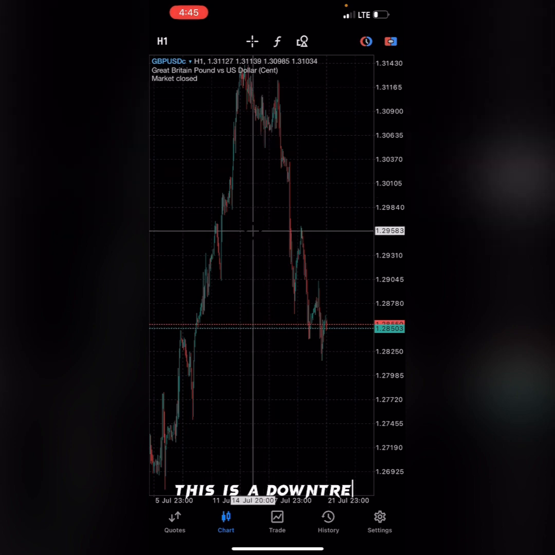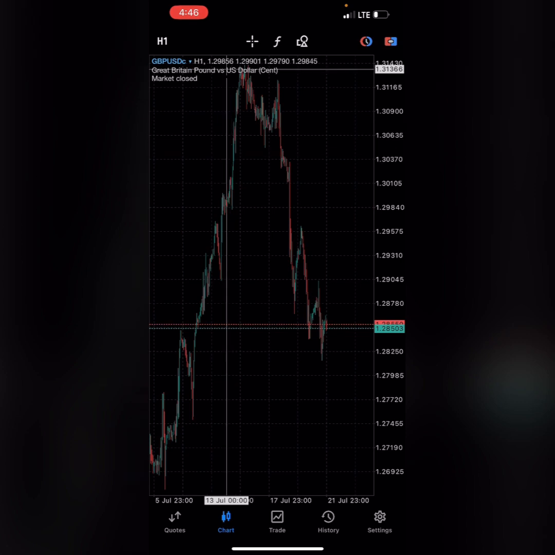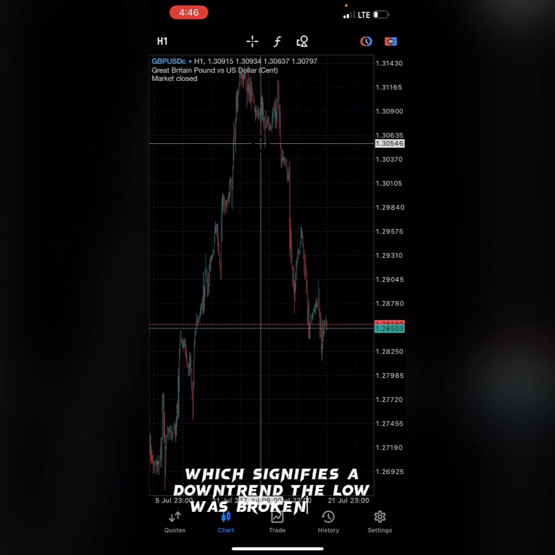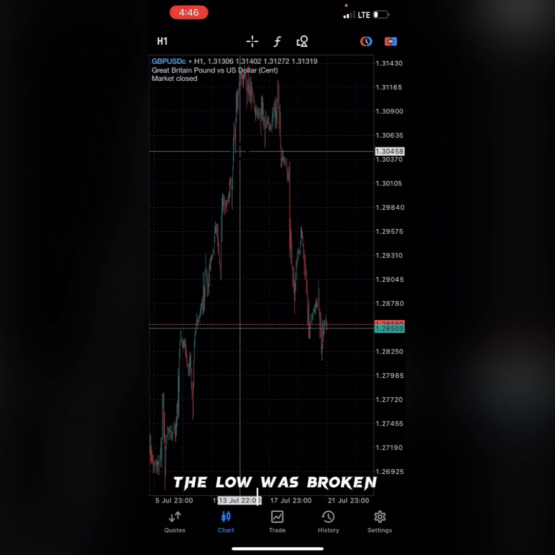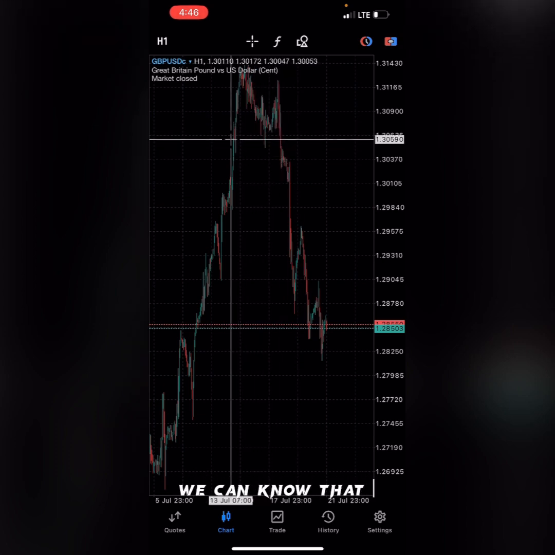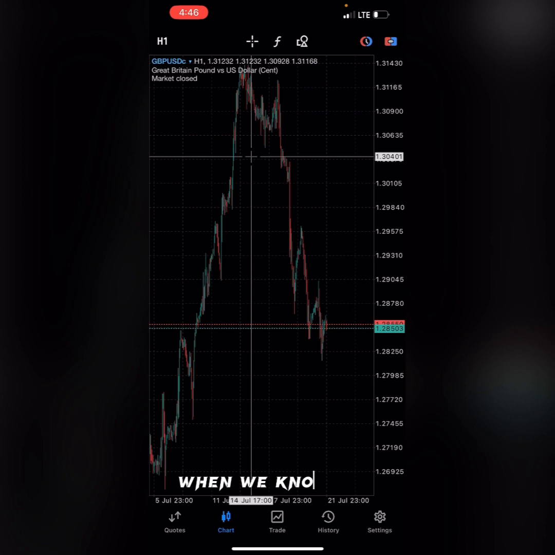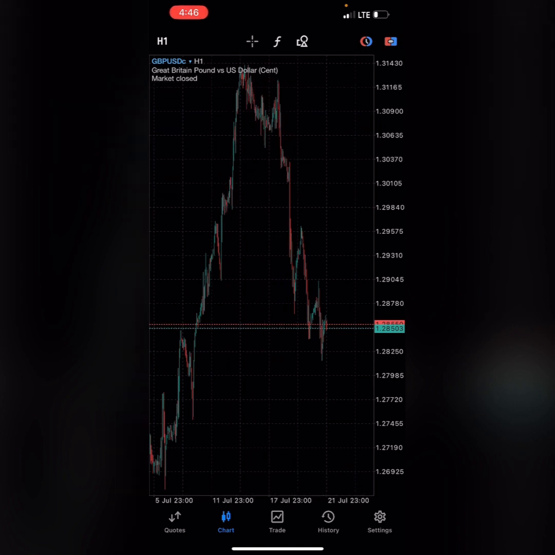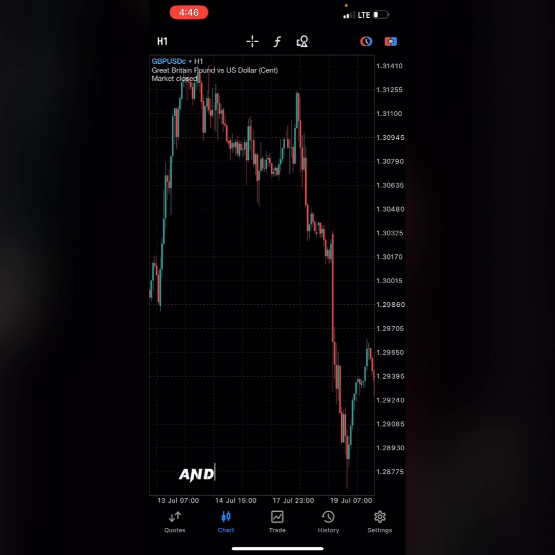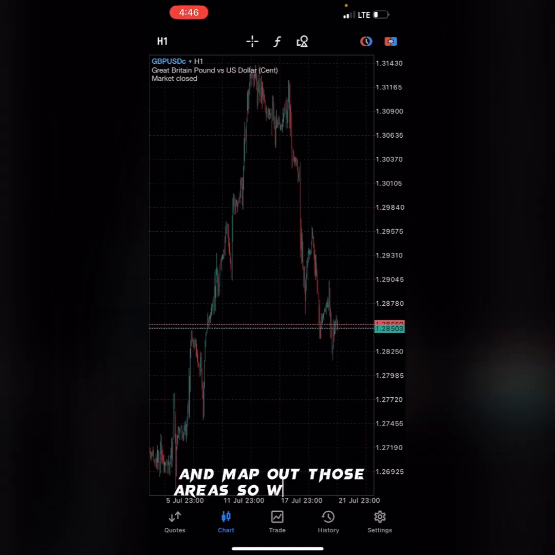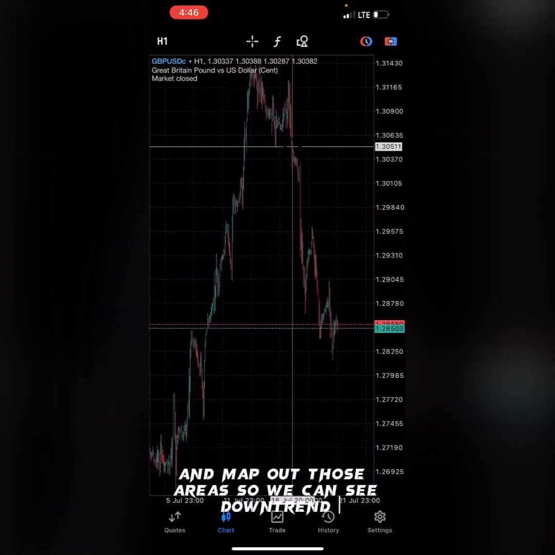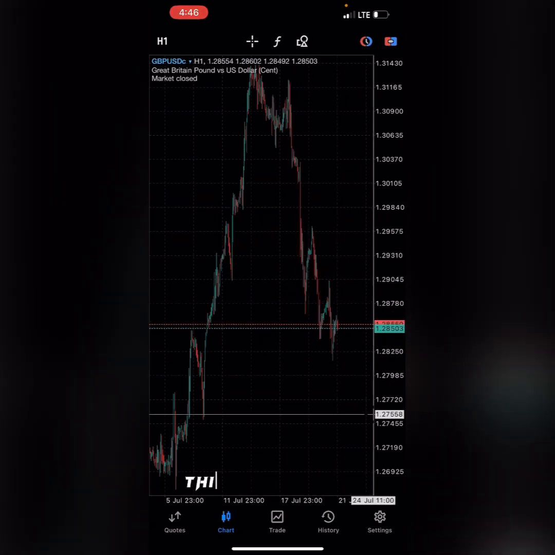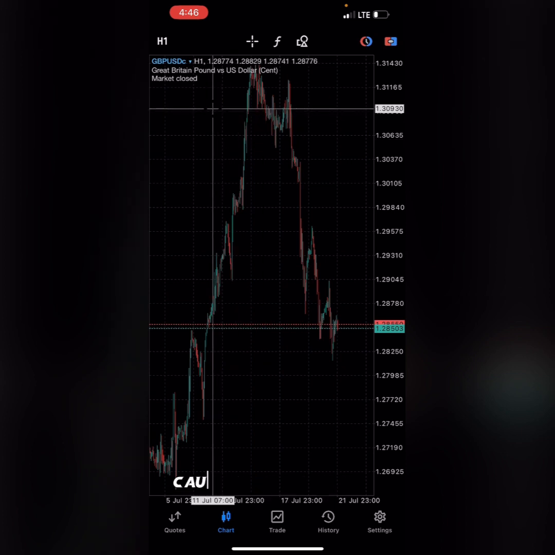This is a downtrend, so we had an uptrend. You can see the lows being broken, which signifies a downtrend. The low was broken here. The low was broken here. You can know that yes, we are in a downtrend. When we know we are in a downtrend, what do we do? You bring out your trend line tools and map out those areas. So we can see downtrend, the lows broken. This market is still going down because we're in a downtrend.